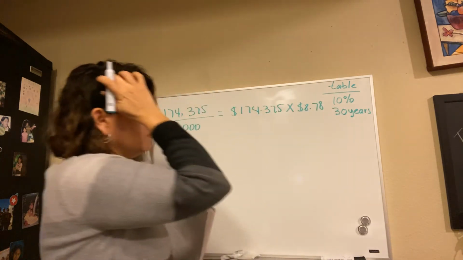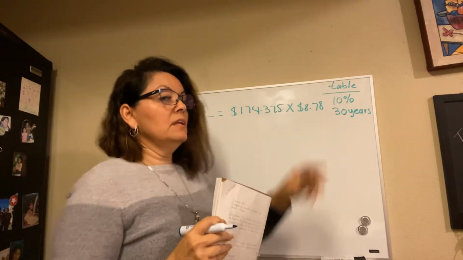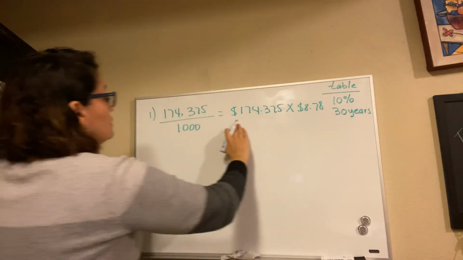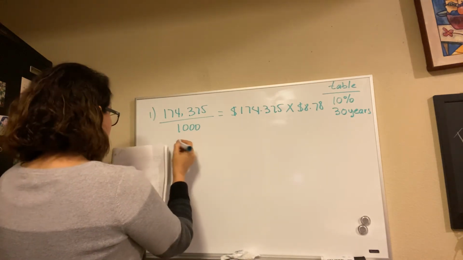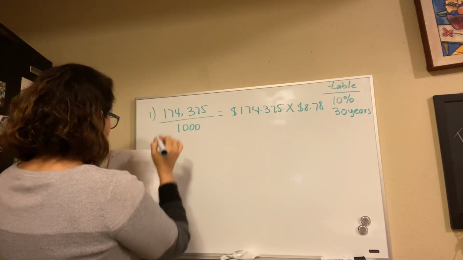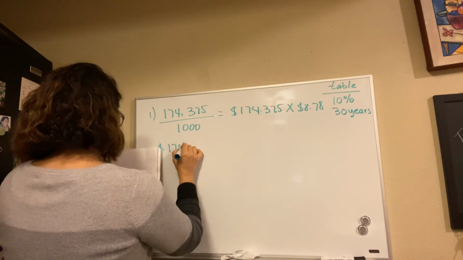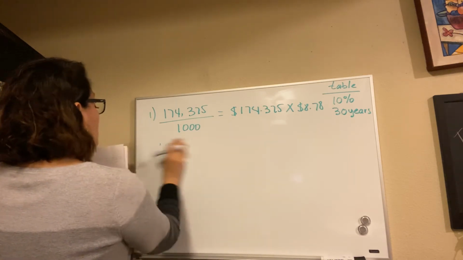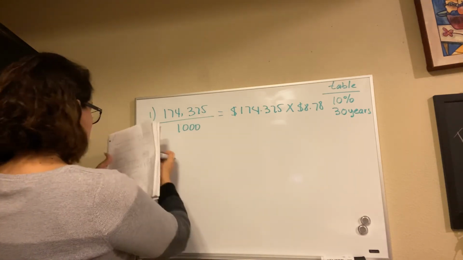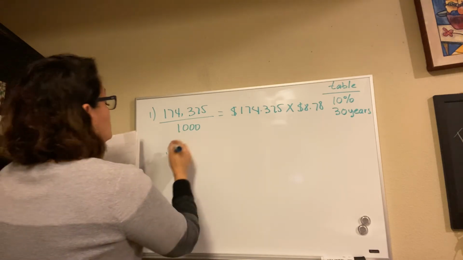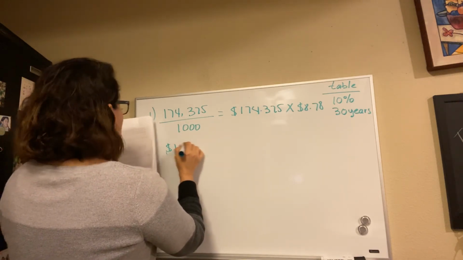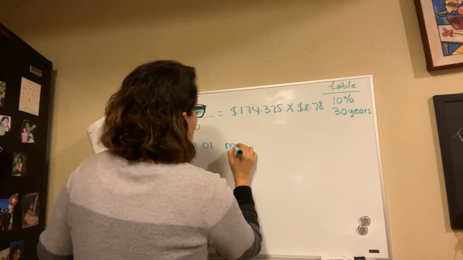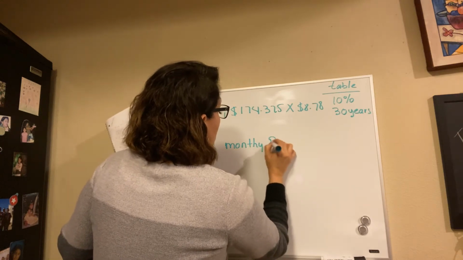8.78. It means that these people are going to pay $8.78 for each 1,000 they are going to borrow. So once I multiply those, my monthly payment, not mine, there's 4 people... That's not true. Okay, I'm sorry guys. It is going to be 1,531.01, and that is going to be their monthly payment.